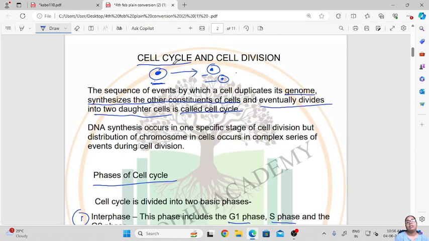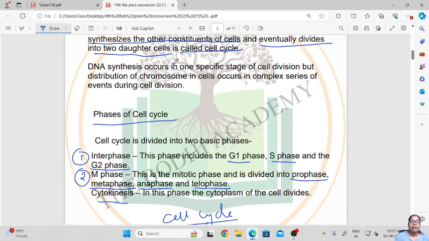So in our today's class, we have learned about what is cell cycle, then which are the phases of cell cycle, that the cell cycle is divided into two phases, that is interphase and the M phase. And then we have also seen that M phase is divided into prophase, metaphase, anaphase, telophase and cytokinesis, and interphase is divided into G1 phase, S phase and the G2 phase.